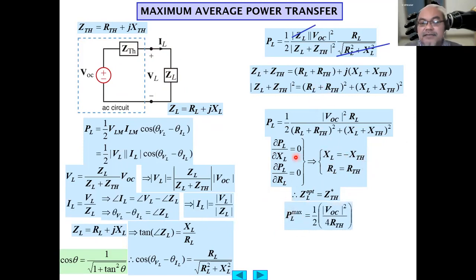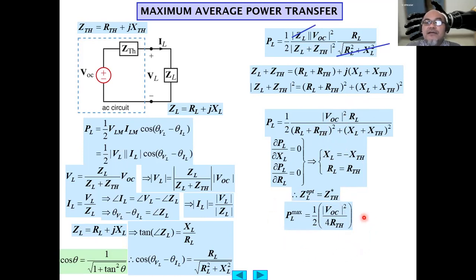So the PL max, calculating from here, this will be 0, right? And this will be equal to 2 RTH being squared, so 4 RTH squared. But for RTH, this equals RTH, to cancel. So the denominator only becomes 4 RTH, and this equals 4 VOC being squared.